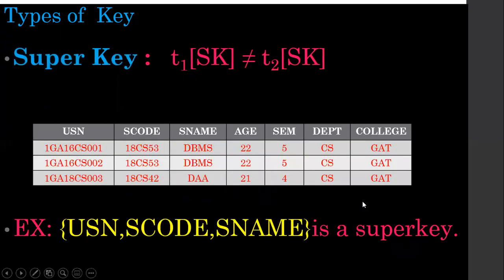So now, for example, in a student database, here we have an example of a super key. USN, subject code and name can be used as a super key because no two tuples have the same values for all the attributes, and that can be identified with the help of this set. So this is a super key example here.